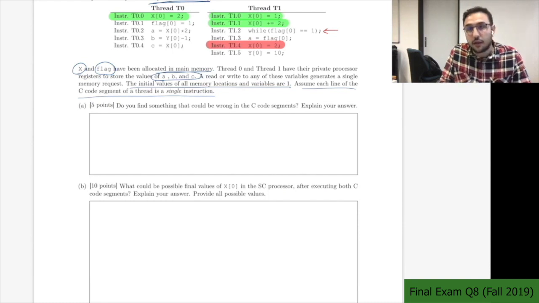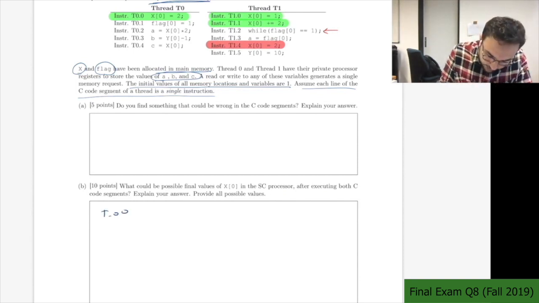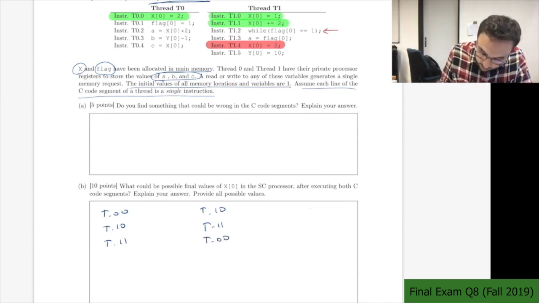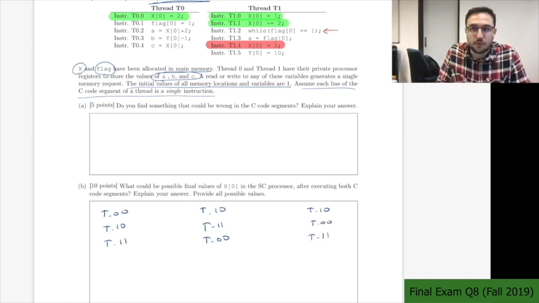Sequential consistency guarantees that T11 will be executed after T10. So all the possible orderings are just 3 of them. T00, T10, T11. This is one. Another one is T10, T11, T00, and another one is T10, T00, and T11. For all these orderings of these instructions, let's look at what value x0 gets.